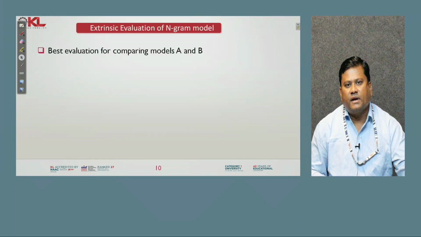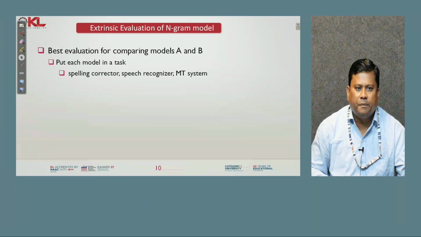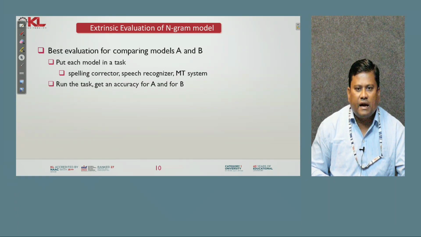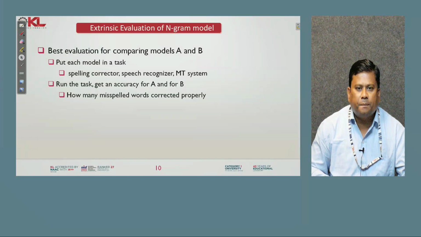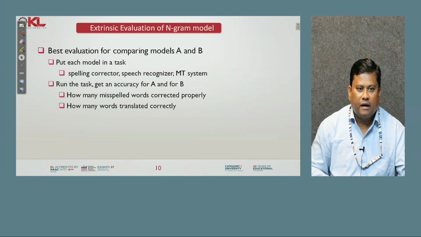The intrinsic evaluation of the n-gram model. The best evaluation for comparing models A and B is to put each model in a task, such as a spelling corrector, speech recognizer or machine translation system. Run the task and get an accuracy for A and for B: how many misspelled words were corrected properly, and how many words were translated correctly. Then we compare the accuracy for A and B.